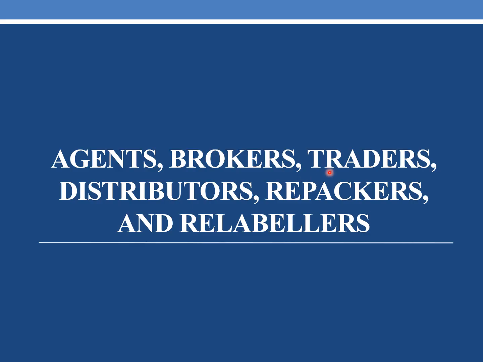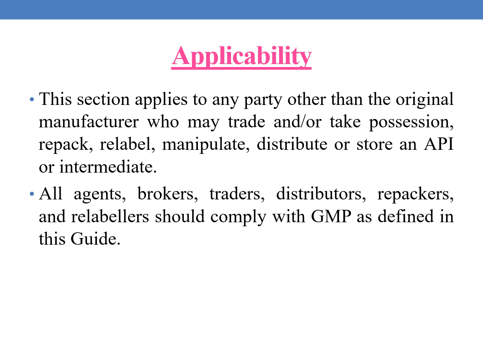Next are agents, brokers, traders, distributors, repackers, and relabelers. This section applies to any party other than the original manufacturer who may trade and or take possession, repack, relabel, manipulate, distribute, or store an API or intermediate. All agents, brokers, traders, distributors, repackers, and relabelers should comply with GMP as defined in this guide.